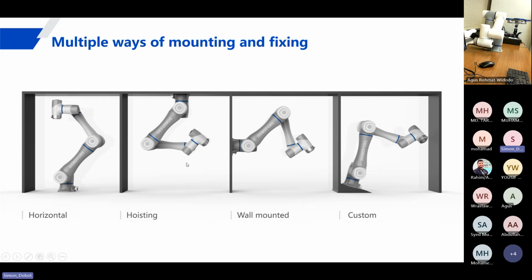And the CR series supports different installation angles. You can install it horizontally, or you can hoist it, or you can mount it on the wall, or you can mount it at different angles. Of course, after installing it in positions other than horizontal, you need to configure it in the software. Otherwise, it will cause some errors.